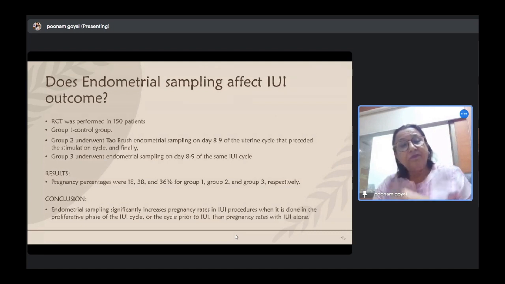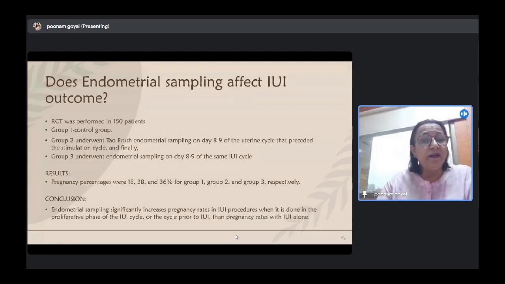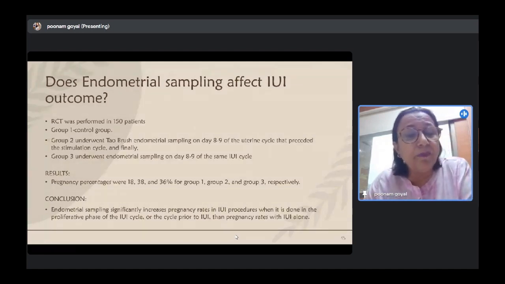The RCT was performed in 150 patients. Control group 1, then group 2 underwent Tao brush endometrial sampling on day 8, 9 of the uterine cycle that preceded the stimulation cycle, and finally group 3 underwent endometrial sampling on the 8, 9 day of the same cycle. The result percentages were 18, 38, 36 in the groups respectively.